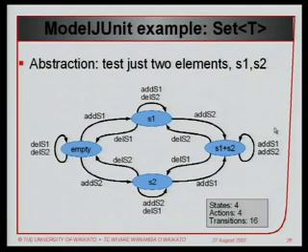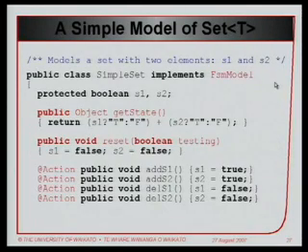So how would we do that model in Java? Well, here's the code in Java. The red parts are the parts that are required by ModelJUnit. So every model must implement this interface, which has these 2 methods here. And the action annotation tells it what are the actions that are callable from each state. So these define the transitions.